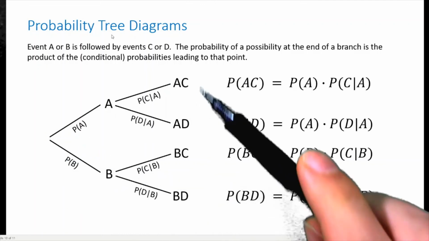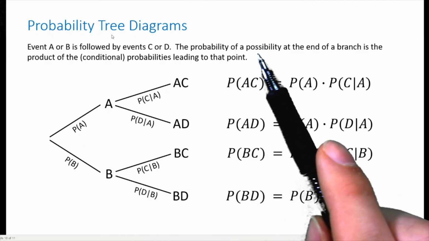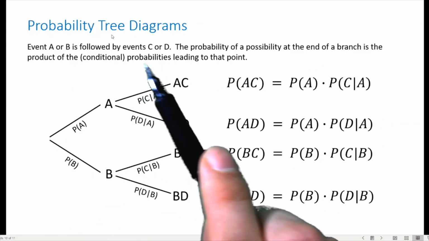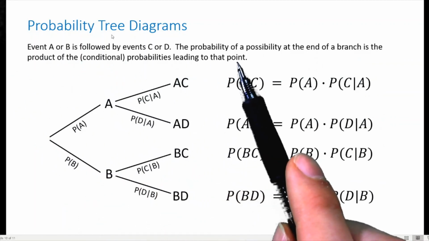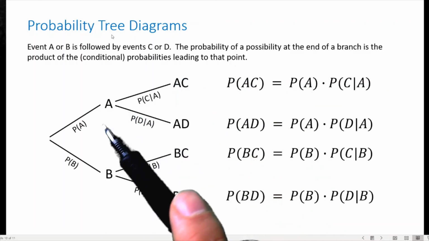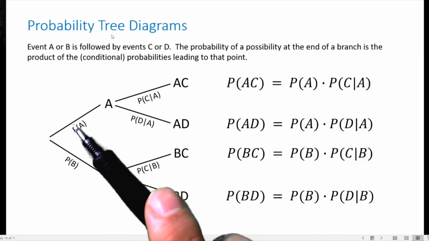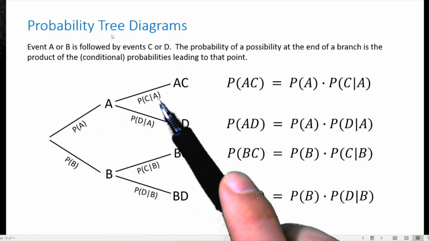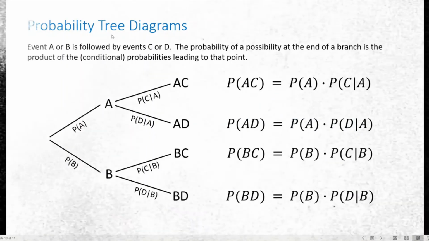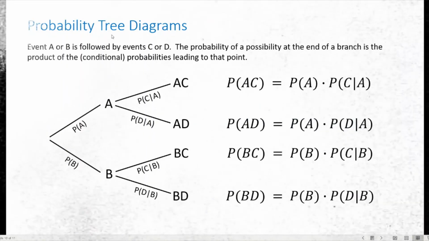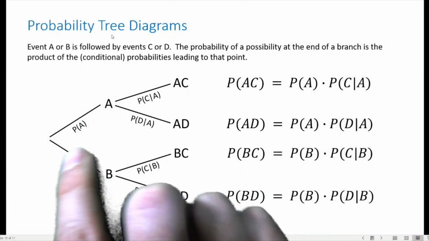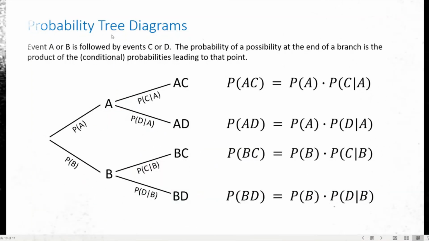How do we compute these probabilities? Well, the probability of a possibility at the end of a branch is the product of the conditional probabilities leading to that point. So if I want to compute the probability of A and C, I'll just multiply the probability of A times the probability of C given A. Notice that this is exactly the multiplication rule, so we're not really learning anything new here. We're just phrasing it in the form of a picture.